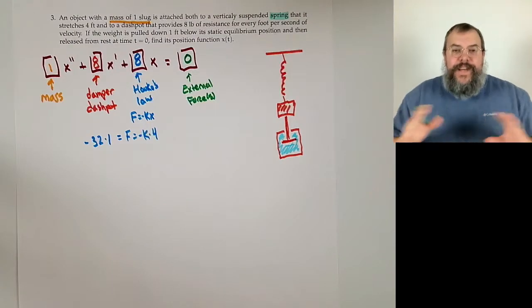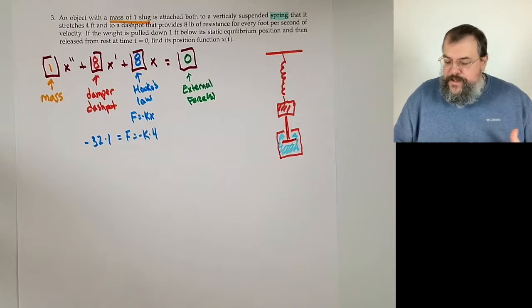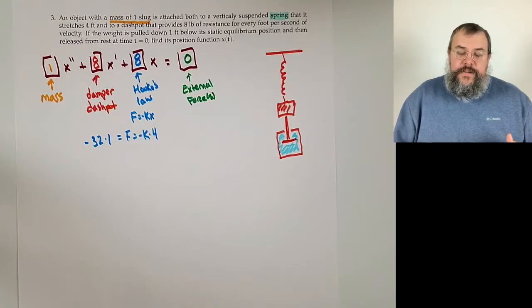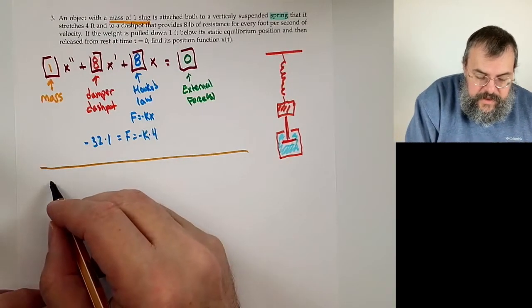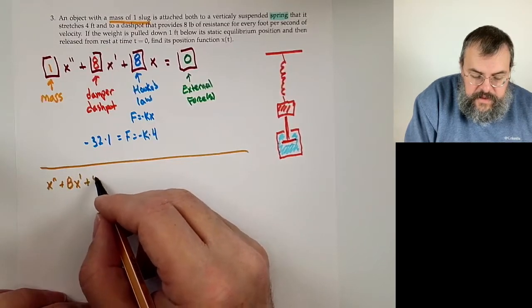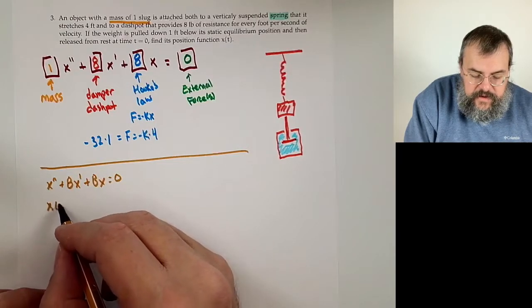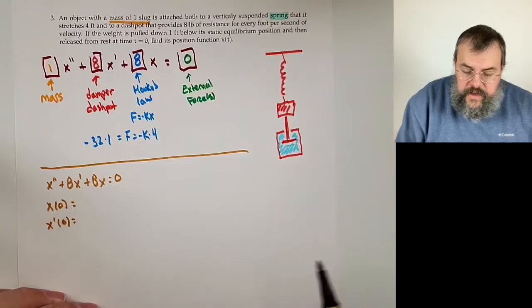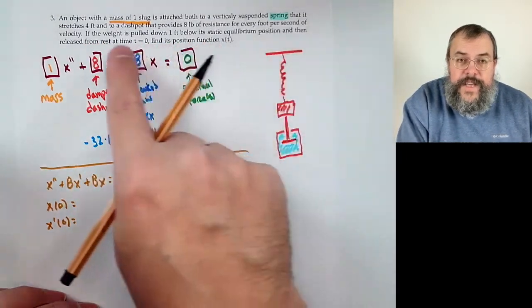So there's our setup. Now that's the differential equation. We also have to talk about our initial values. So we have our x double prime plus 8x prime plus 8x equals 0. We have, what is x of 0, what is x prime of 0. So now we start with the second part.